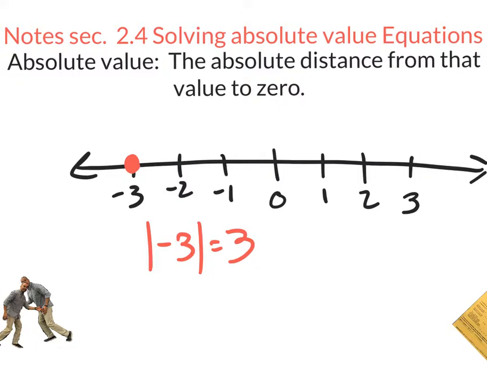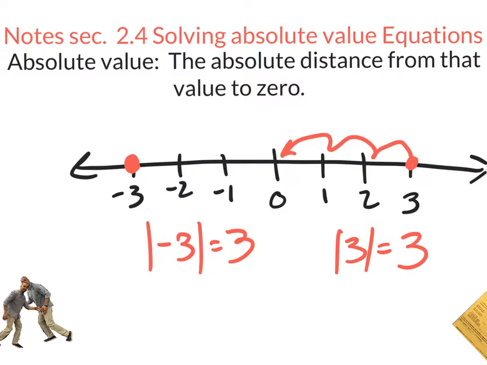Same thing if it were the absolute value of +3. What's the answer to that? 3. It's also 3, right? Because it's still 3 units away. 1, 2, 3. 3 units away to 0. So once again, absolute value is the absolute distance from that value to 0. So it's talking about the distance from whatever number you're talking about to 0. That's the absolute value.